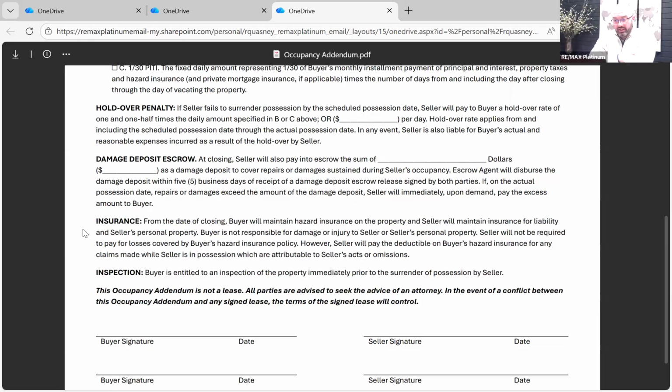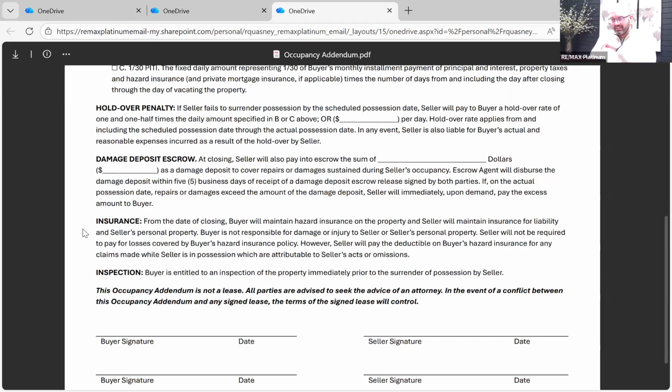However, seller will pay the deductible on buyer's hazard insurance for any claims made while seller is in possession, which are attributable to seller's acts or omissions. So not an act of God, lightning strikes and burns down the house, seller is not paying the deductible, buyer still has to pay that. But if the seller sets the house on fire by burning something in the kitchen and the house burns down, seller's paying the deductible. Am I interpreting all that right, Rebecca? That is my interpretation. Okay.